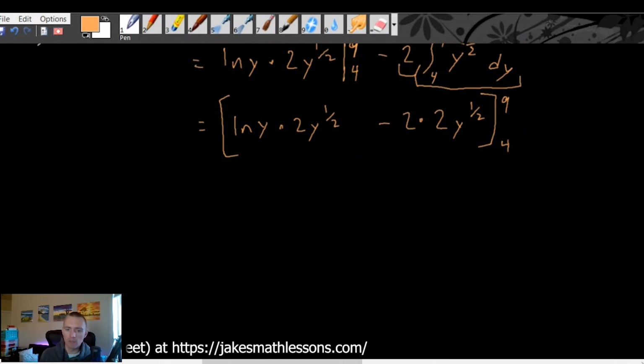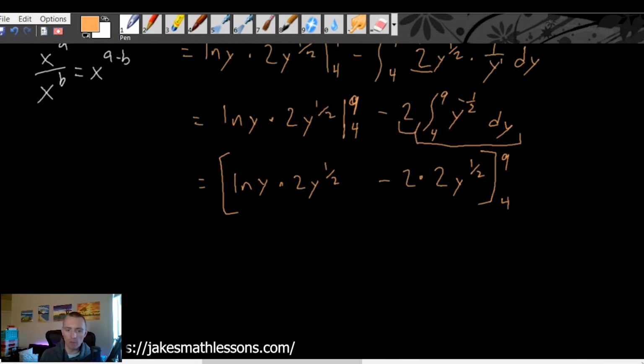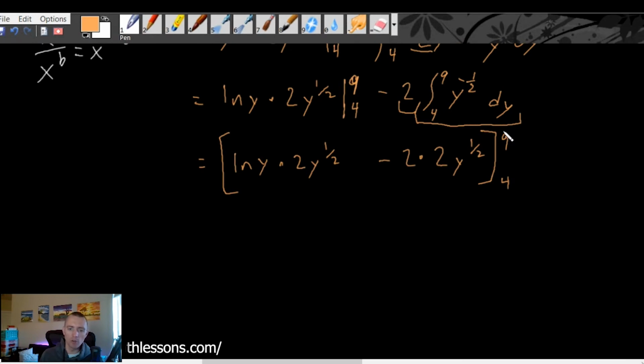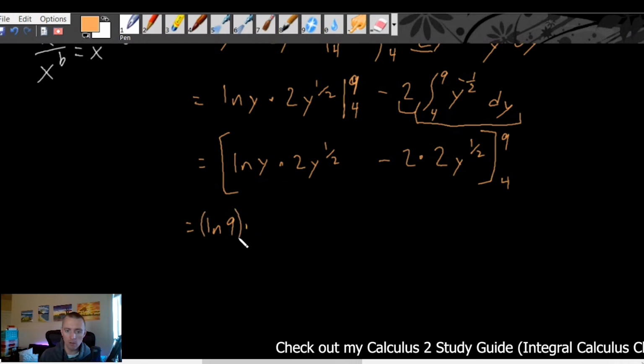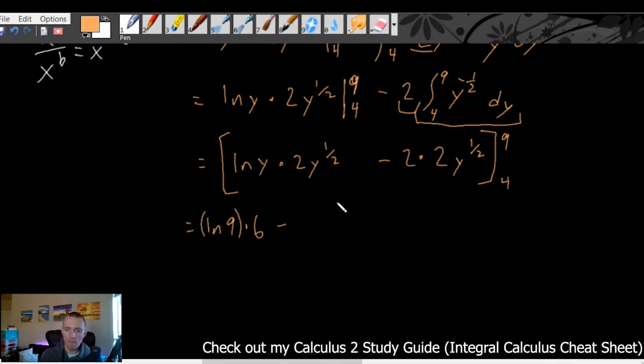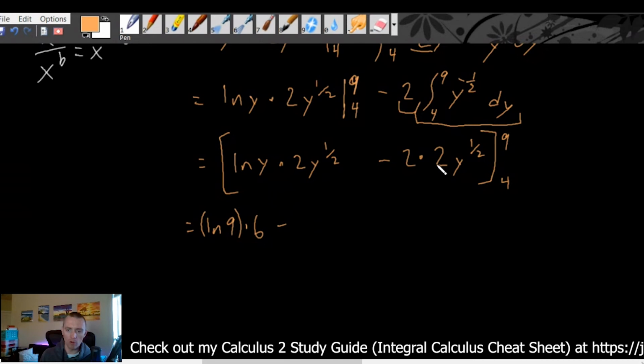But all that means to evaluate something from 4 to 9, from a lower bound to an upper bound, is you're going to plug in 9 into wherever you see a y. So we're going to get basically ln of 9 times 2 times 9 to the 1/2. 9 to the 1/2 is the same as the square root of 9. So the square root of 9 is 3. 2 times 3 is 6. So ln of 9 times 6 minus 2 times 2 is 4.